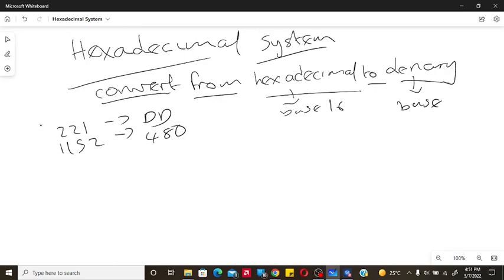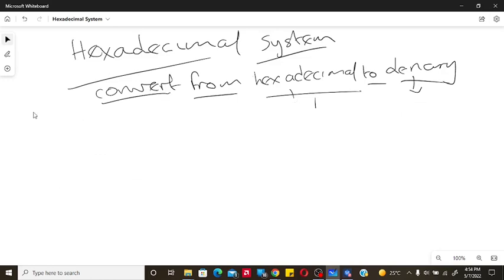To do this, there's a simple method of tabulating the values and multiplying. In simple terms, we're simply going to draw a table and multiply. That's all. So let's move on.